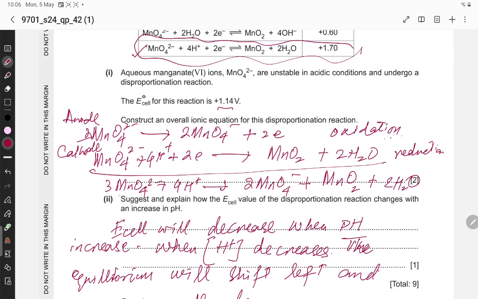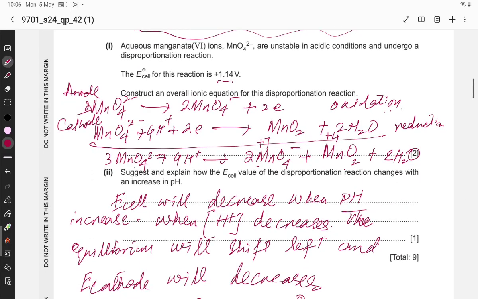This is a disproportionation reaction, because the manganate ion is oxidized and reduced at the same time. In MnO4⁻, manganese is plus 4 times 8 is 32... that is, the oxidation state is plus 7. This is oxidized and reduced at the same time. And in MnO4²⁻ the oxidation state is plus 6.